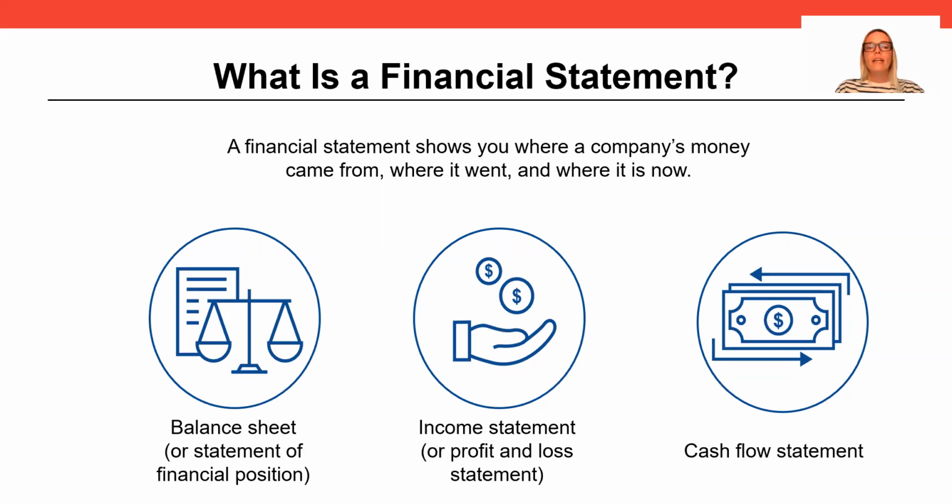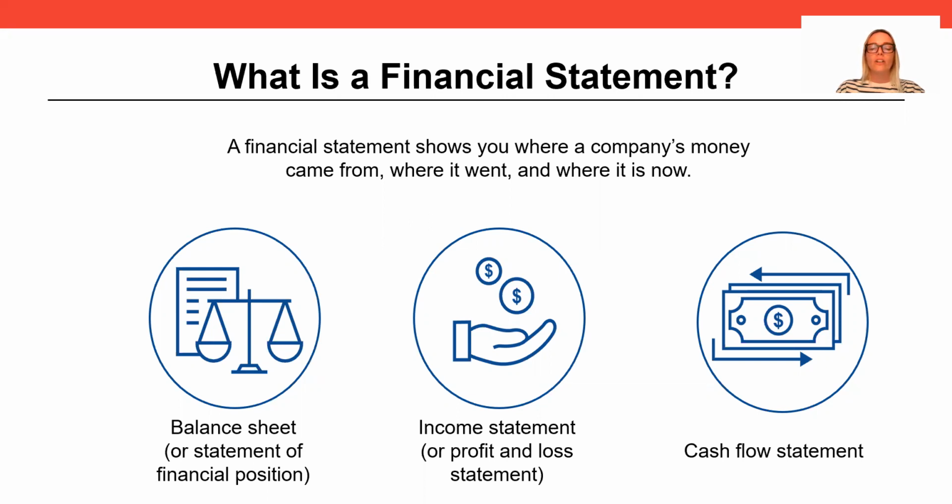Well, a financial statement in its most general terms tells you where a company's money came from, where it went, and where it is now. And it's divided down into a number of sections, the three main sections being the balance sheet, or the statement of financial position. So it has both of those names. It's fine to refer to them as either. The income statement, also sometimes called the profit and loss statement, again, fine to refer to it as either. And then finally, the cash flow statement.